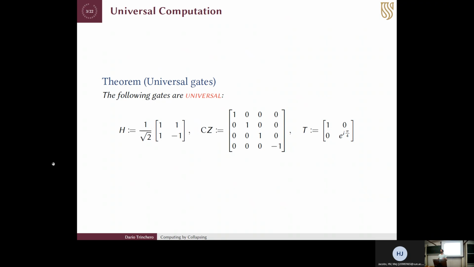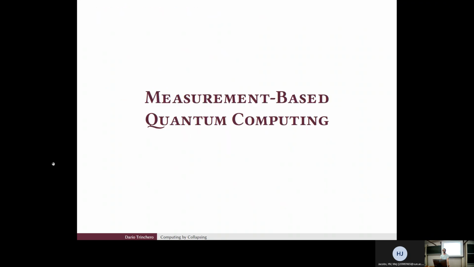I'm about to introduce a new paradigm for quantum computation, and I want to convince you that it's universal. In order to convince you that I can do any quantum computing calculation, I just need to convince you that I can do these three. Okay, cool. With all that, let's start talking about MBQC.